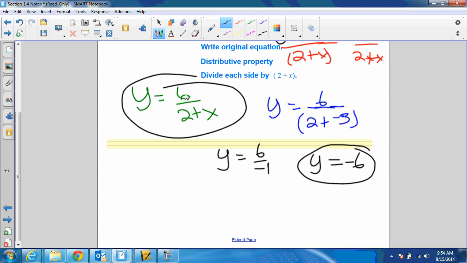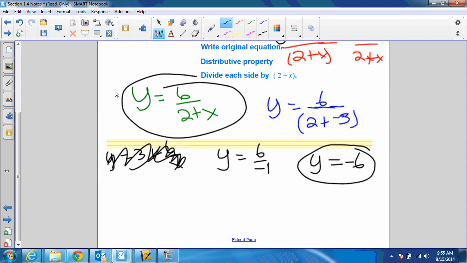You could also reduce if you wanted to. 6 divided by 2 is 3, and 6 over x. You could do it that way if you want to as well. And then you do 6 divided by -3. No, that would not work. No, never mind. Ignore that. Okay, so this would be your answer right here.